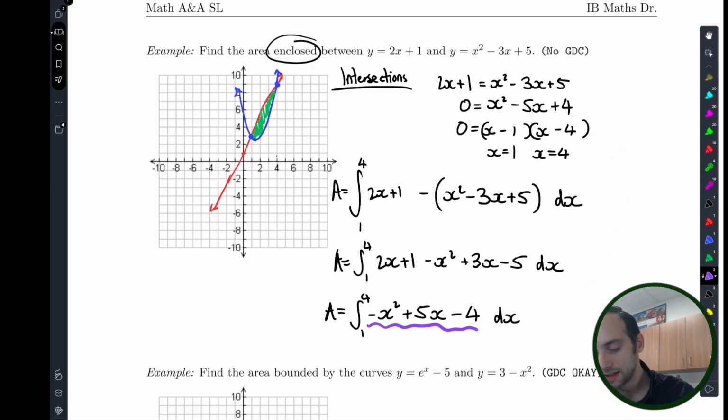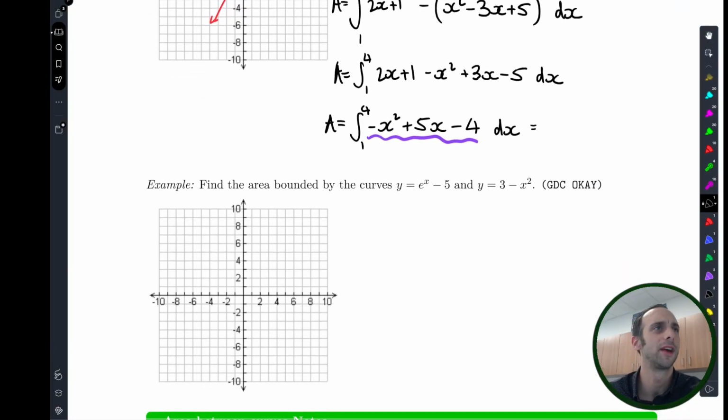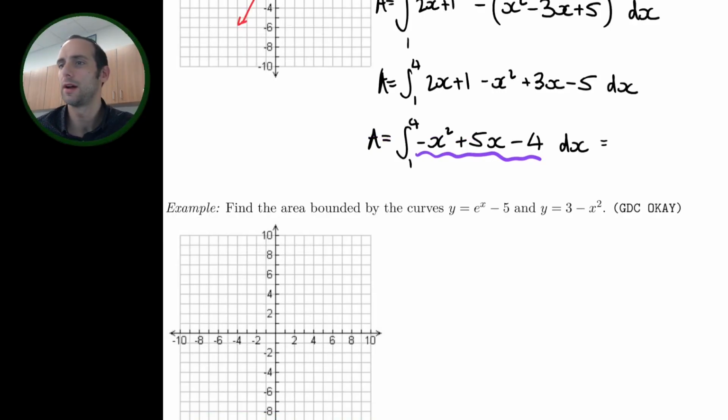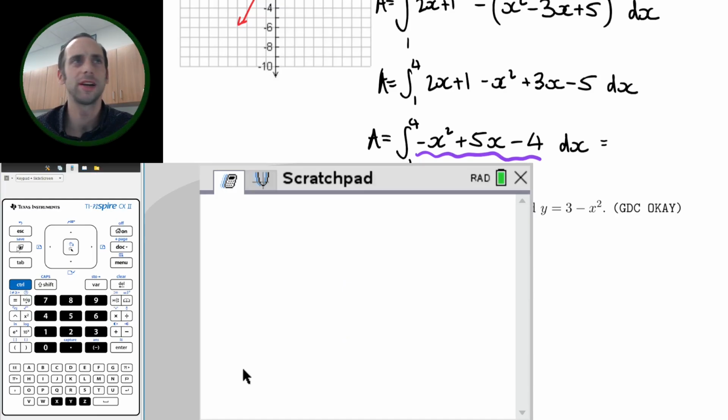Okay? Now, in the interest of time, we've got this integral set up. We're going to go ahead and give this to the calculator, though in a non-calculator paper, you would obviously find the antiderivative and apply the evaluation theorem like we've done many times. So we will hand this to our calculator right here. Let's go ahead and get that up. We will just hit the scratch pad for this.